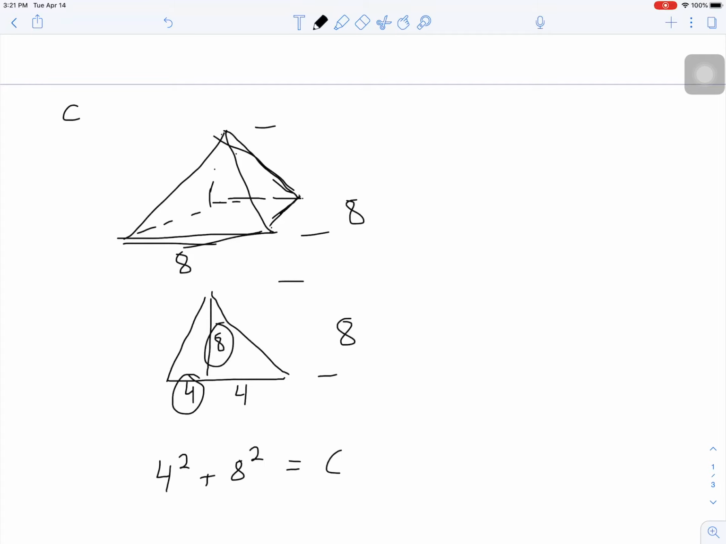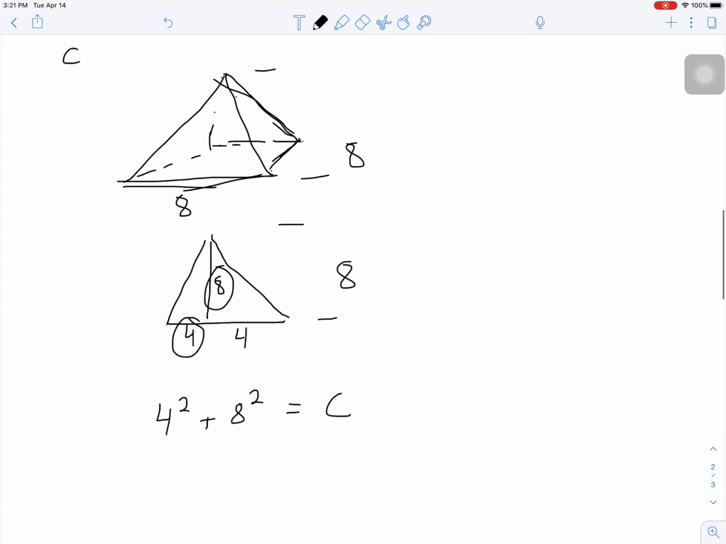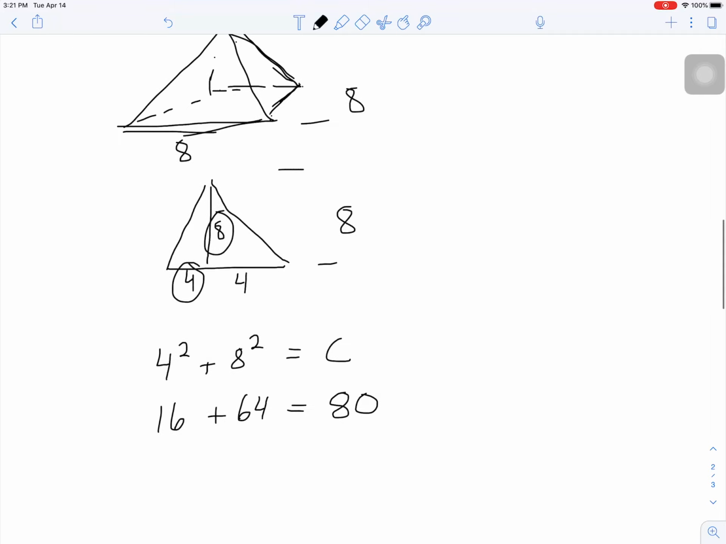4 squared plus 8 squared equals what we're looking for, equals C, or your slant. So that would be 16 plus 64 equals, well, that's easy math, you get 80. So our answer would be 80, but you've already learned that you can break this one down.